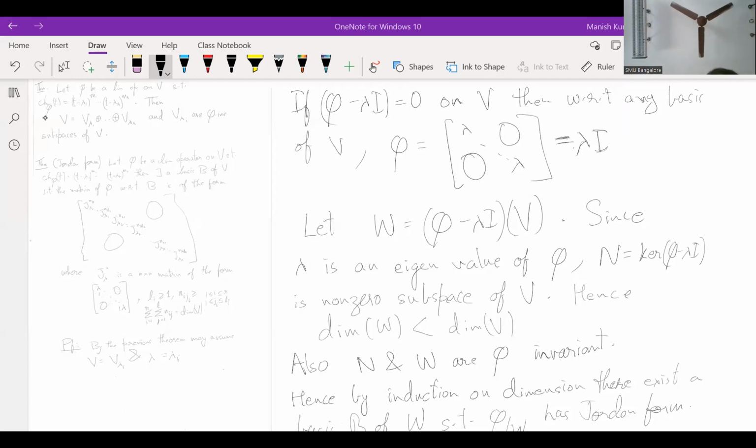But more generally, we will take W to be the image of phi minus lambda I on V, and W need not be 0. If W happens to be 0, then we already have the Jordan form, since a diagonal matrix is a Jordan form. So in general, W is some subspace of V. In fact, since lambda is an eigenvalue, we know that the kernel of phi minus lambda I is non-zero.